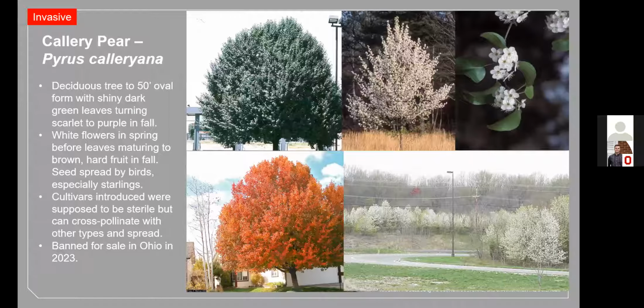Naturalized populations are now common along roads, fallow fields, woodland edges, and thickets. The Ohio Department of Agriculture has banned them for sale, but not until 2023 to allow growers to sell off their stock.